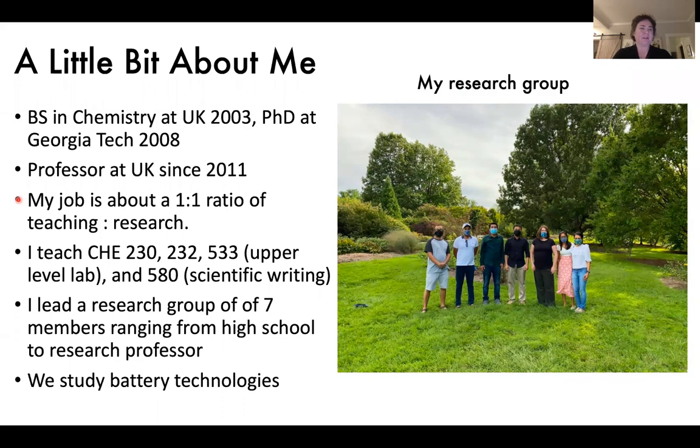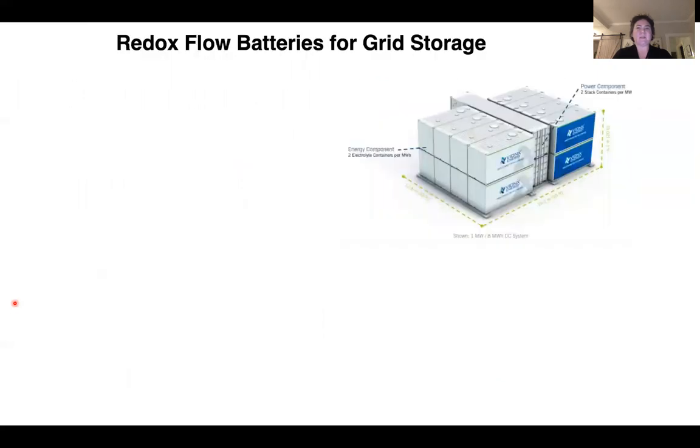I teach one class per semester, and that's either Chemistry 230, 232, 533, which is an upper level lab, and 580, which is a special topics class in chemistry on scientific writing. I lead a research group of 7 people, which range from high school to research professor. So a lot of these people are on their way to getting a PhD, or they have a PhD and are continuing further study. And our research group studies battery technologies. In particular, we're studying redox flow batteries for the electrical grid.